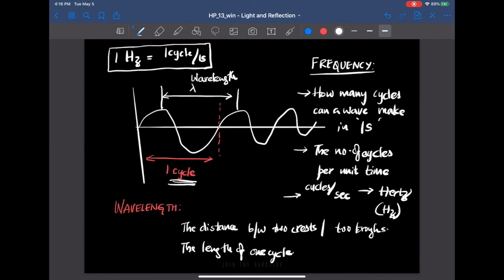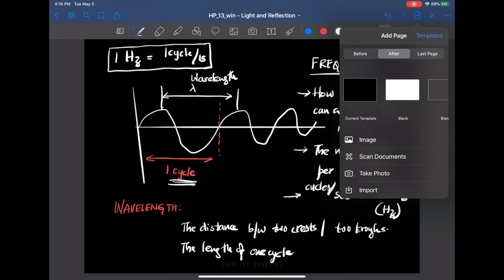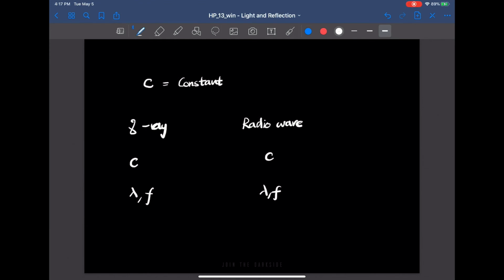Now we talked about wavelength and frequency. Why is it that in an electromagnetic wave the speed is constant and only these two are changing? Speed here is always constant, which means for a gamma ray and a radio wave, both their speeds are the same. So the only thing that is changing is either lambda or the frequency. Since both have the same speed, we know that these two values are changing.